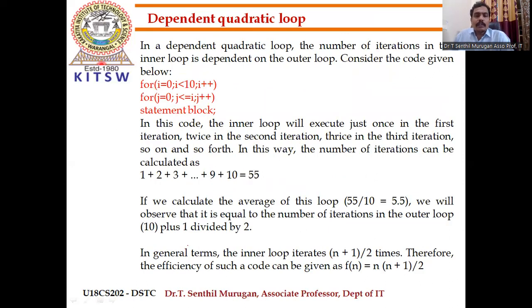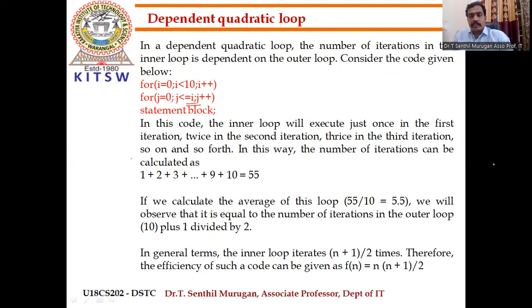Finally, the dependent quadratic loop. Here we have to consider that the number of iterations in the inner loop is dependent on the outer loop. Here you see the inner loop is based on the outer loop. So the i value is 10, and that much time it will execute. So how will it be executed?